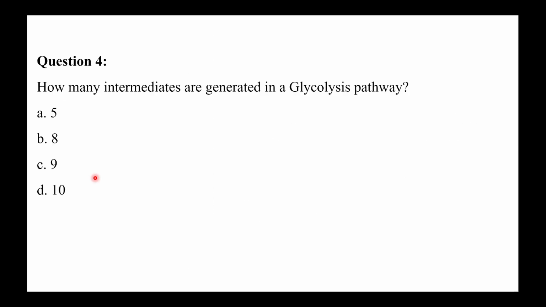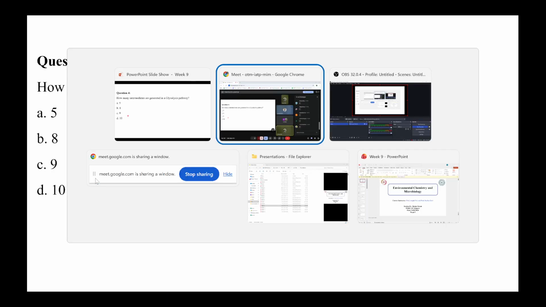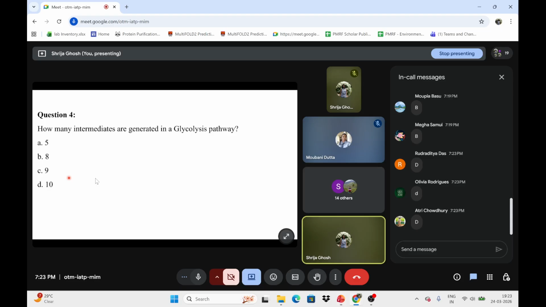Question number 4. How many intermediates are generated in the glycolysis pathway? Options are 5, 8, 9 or 10. Option A 5, option B 8, option C 9, and option D 10. All of you write the answers.